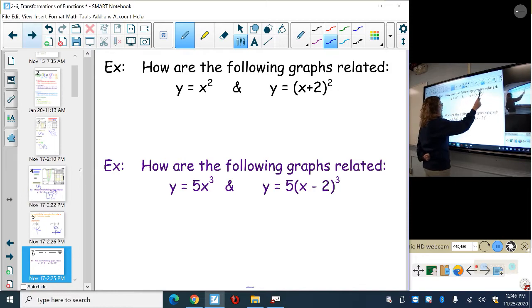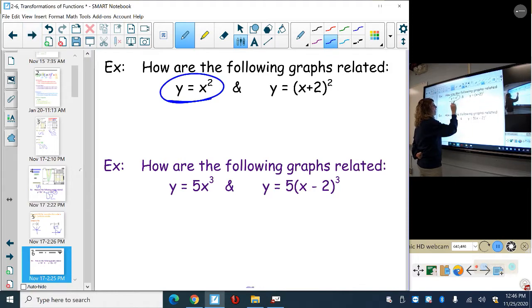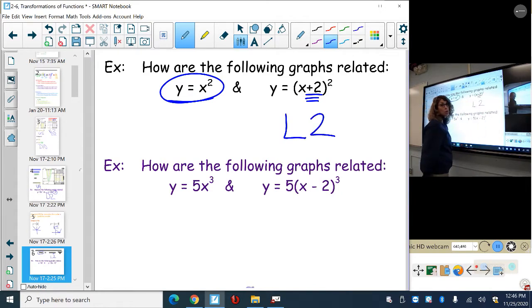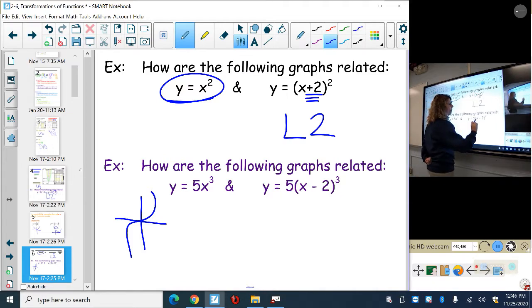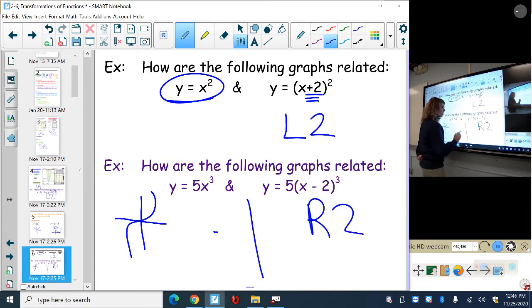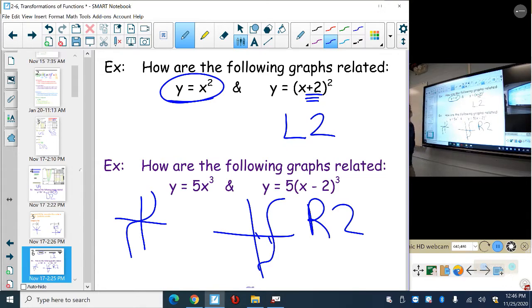So how are the following graphs related? This is the parent function, and it's going plus 2. So opposite of plus is minus, so that's left 2. Okay? 5x cubed, this is going to be your parent function. It looks like a piece of cooked spaghetti. But now I have minus 2, so if you think it's going to the left, it's actually going to the right 2. So it's just taking that whole graph and moving it to the right. Okay?